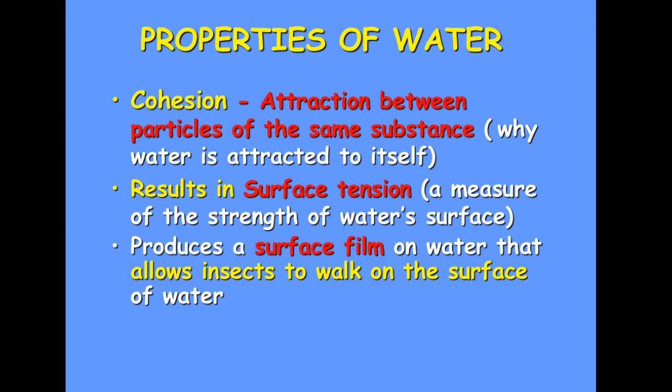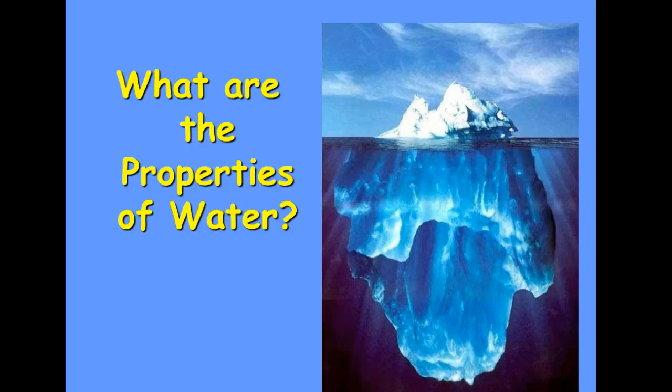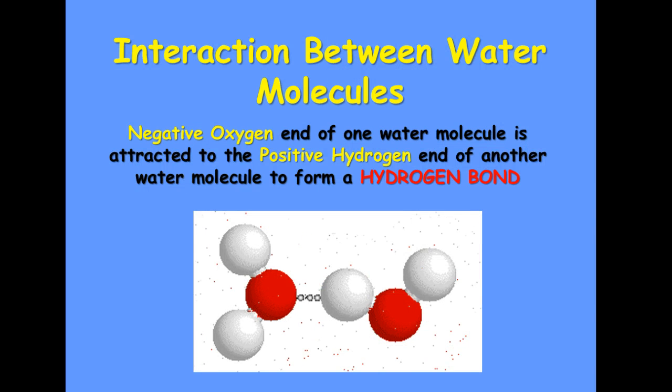Alright, we're going to write everything about cohesion from this screen. Cohesion is the attraction between particles of the same substance. Underline the word same in the meaning. And why is water attracted to itself again? Let's go back to this screen. Remember, water is attracted to itself because it's polar.